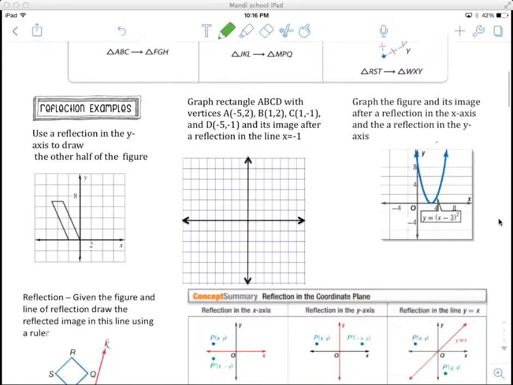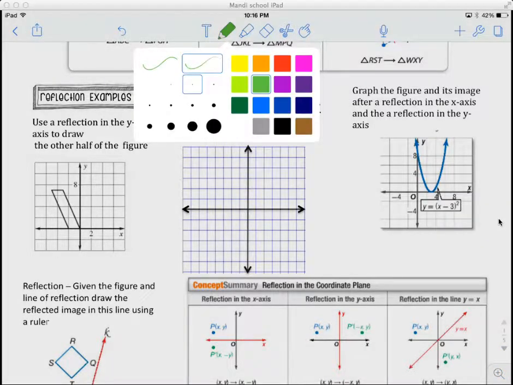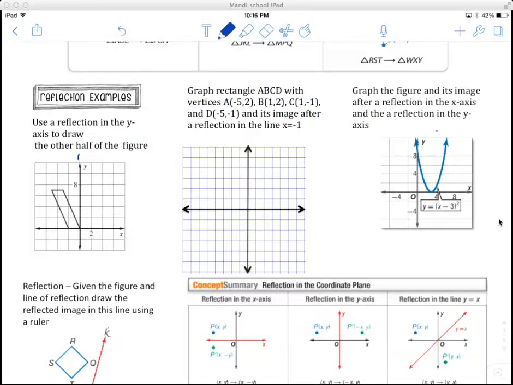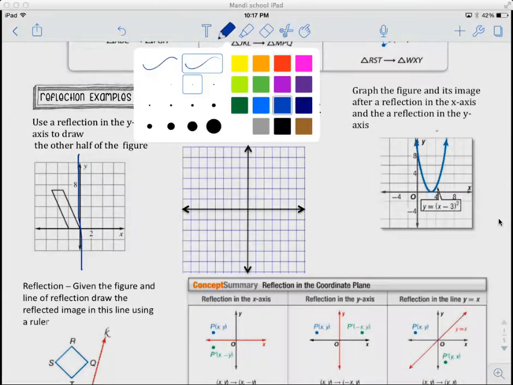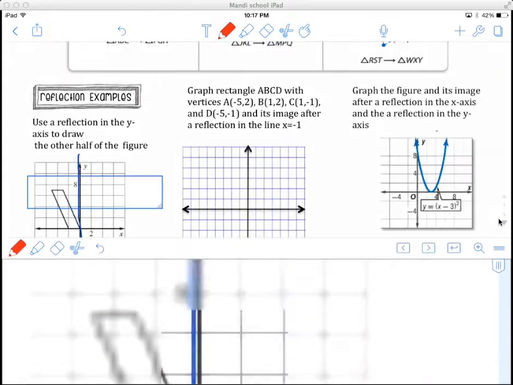So we're going to get down here to the examples. The first one says use a reflection in the y-axis to draw the other half of the figure. So first of all, we need to determine what is the y-axis. So here's our y-axis right here. And we really just want to mirror that to the other side. So this is about 1.5 blocks in the middle.